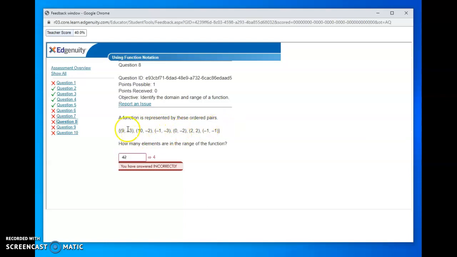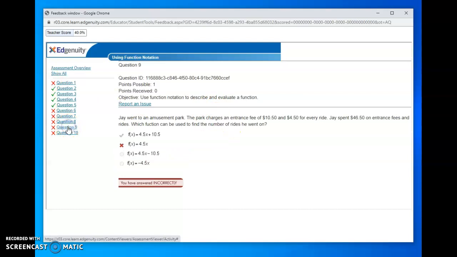And this one's kind of tricky because we have a -3, a -2, a -3 again. So we're not going to write -3 twice. And then we even have a -2 again. So they tried to trick us 2 times. So we're not going to write -2 twice. So really we have a -3, a -2, not going to write that -3 again, not going to write that -2 again, 2 and -1. So there's 4 different numbers in the range, in the y's for that question.